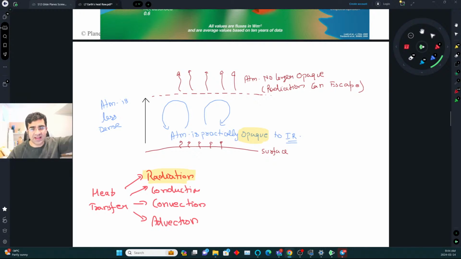Why? Because the incoming radiation, first of all, we'll see that part also, has higher frequency and lower wavelength. Outgoing radiation has lower frequency and higher wavelength. So these gases, for example carbon dioxide and all, block what is called long wave radiation. They don't block short wave radiation.